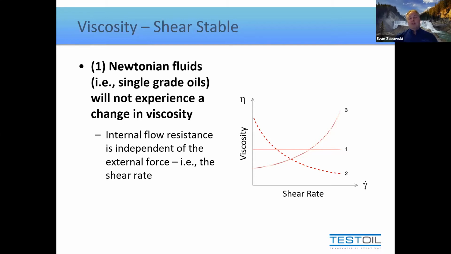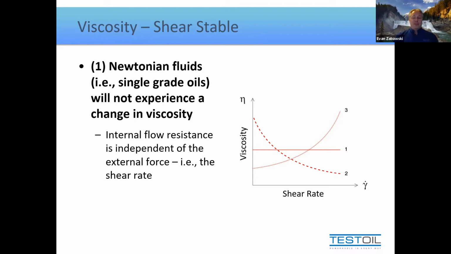Now, of course, if you're not familiar with the term Newtonian, you might ask, what is that? In everyday language, Newtonian fluids are what we would call monograde, straight grades, single grades, oils that in their product name typically only have one number in them, because that's just the single grade that they are. These oils are typically Newtonian, meaning no matter how long we sat there stirring, without a change in temperature, without a change in pressure, the viscosity will not change.